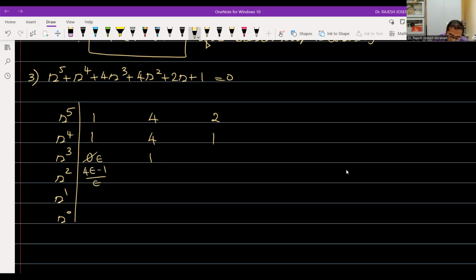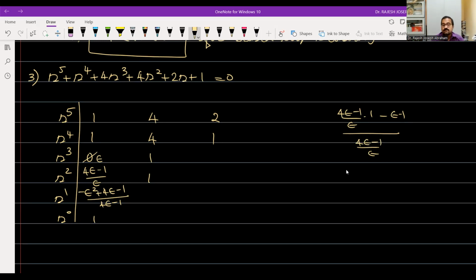So then what will be the next entry here? This into this minus epsilon into 0, divided by this thing. That means 1. What will be the next entry? This into this minus epsilon divided by this. The operation is like this: (4 epsilon minus 1 by epsilon) into 1 minus epsilon into 1, whole divided by (4 epsilon minus 1 by epsilon). If you simplify that, you will get (minus epsilon square plus 4 epsilon minus 1) divided by (4 epsilon minus 1). What will be the next entry? This into 1 minus this into 0 divided by this. That means 1.